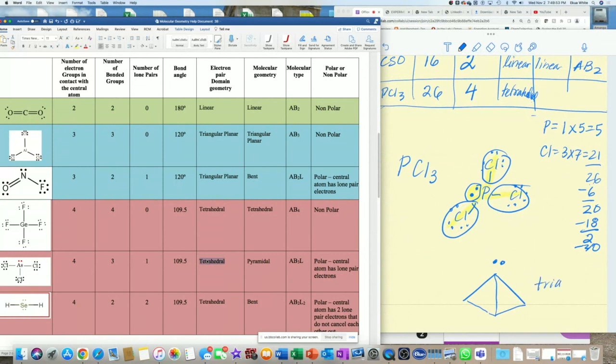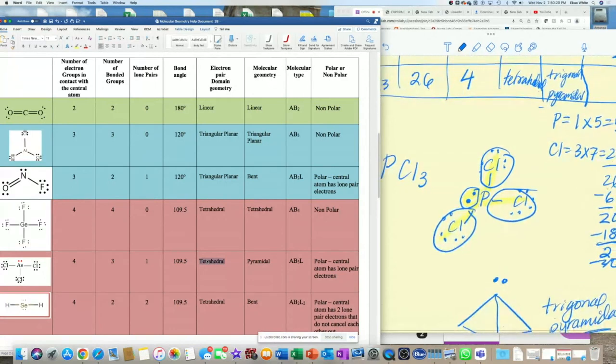Okay? So it's called trigonal pyramidal because it looks like a pyramid with a triangular base. So we'll call this trigonal. I know I wrote pyramidal there, but it's trigonal pyramidal. Either you can write pyramidal or trigonal pyramidal. That's the name that describes the shape right here.